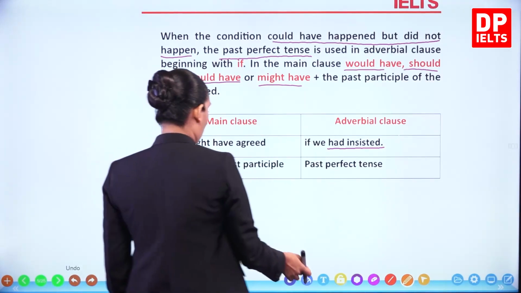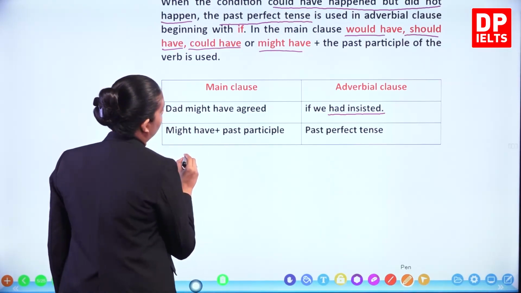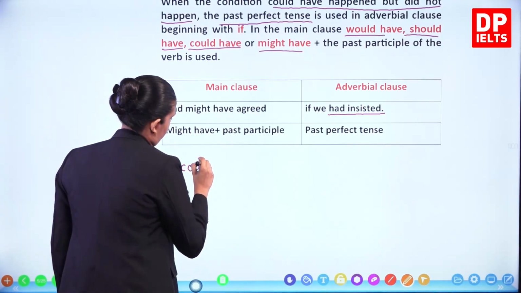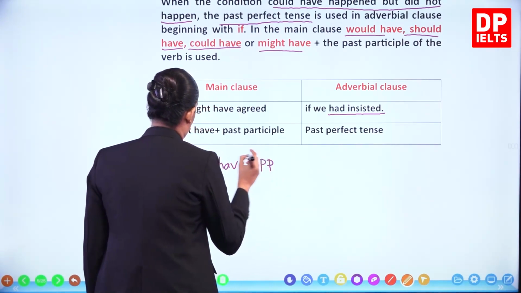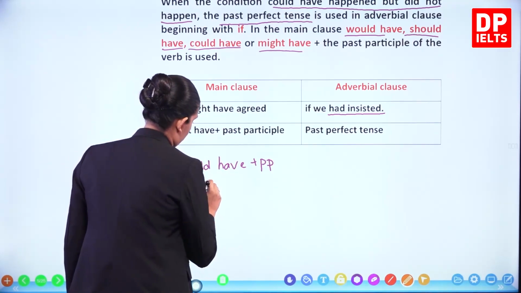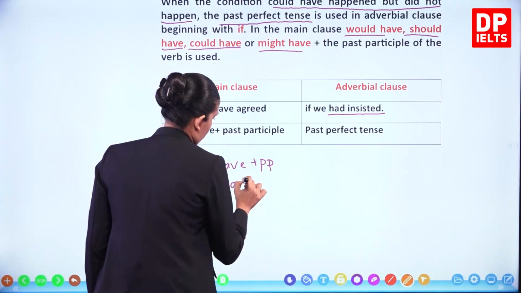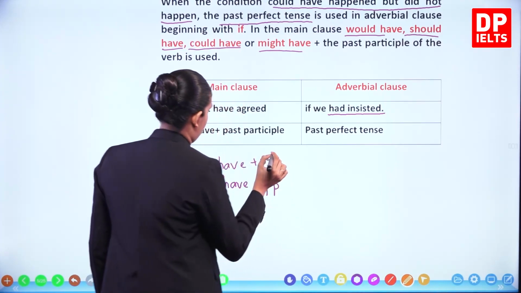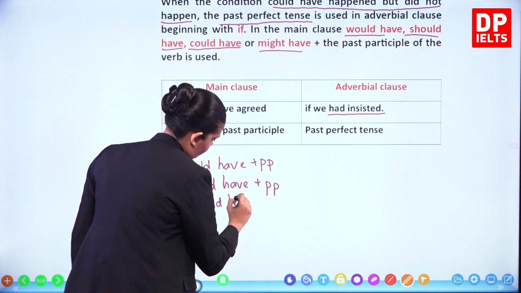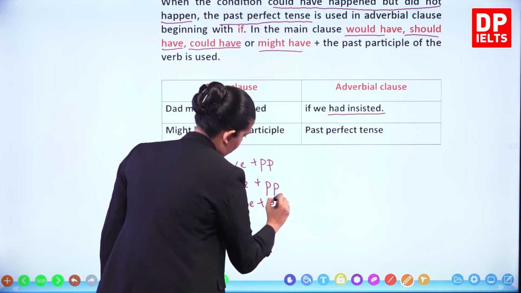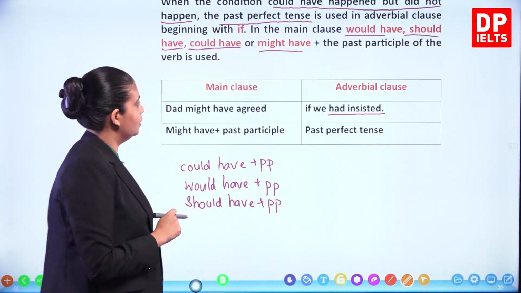Not just might have, right? You could say could have plus the past participle, would have plus the past participle, should have plus the past participle could be written, right?